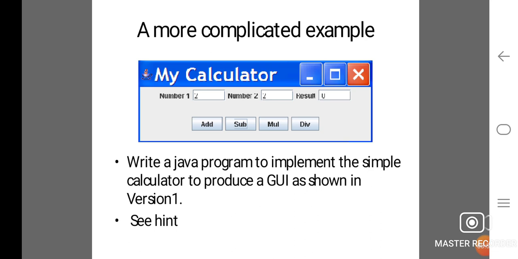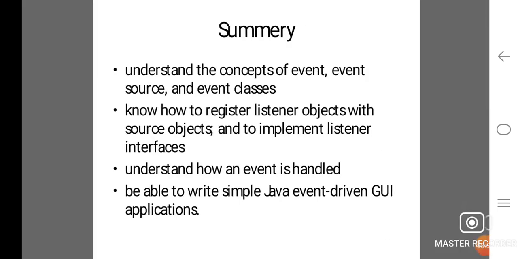So this is my calculator menu: number 1, number 2, result. So we can perform an addition operation, subtraction operation, multiplication operation and division operation over here. Based on this we can write a Java program which implements a simple calculator to produce the GUI shown in version 1.